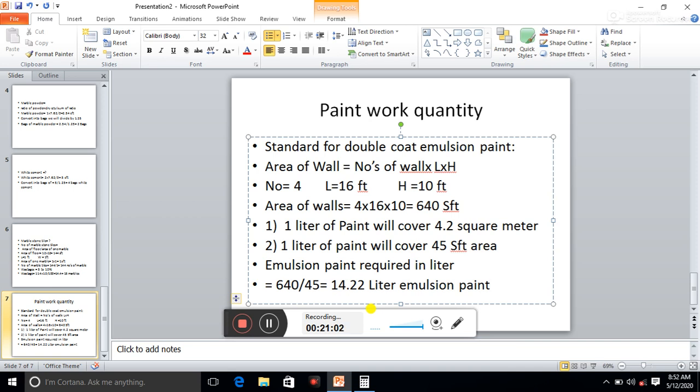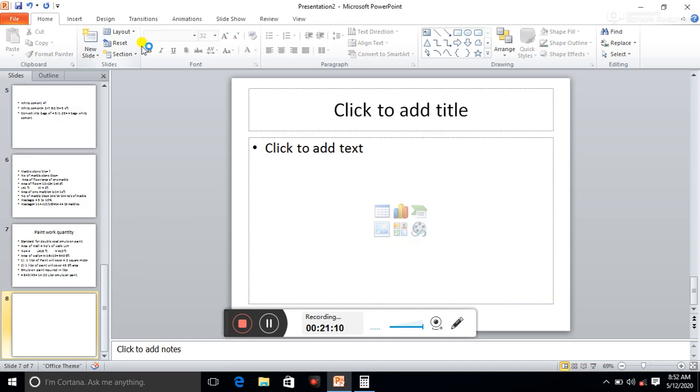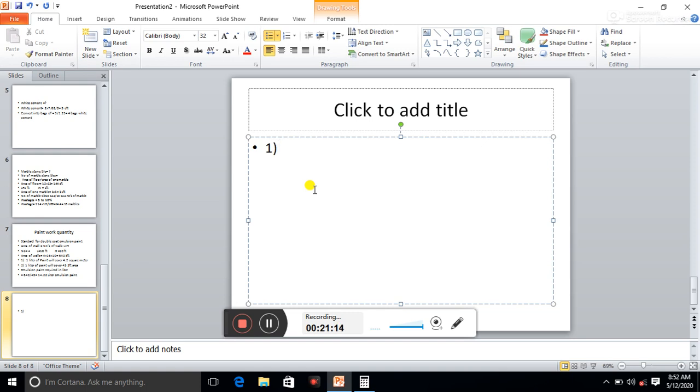Now we will convert liter into gallon. For that, remember 2 points. Number first, 1 US gallon is equal to 4.54 liter. And number second point is that 1 UK gallon is equal to 3.78 liter.